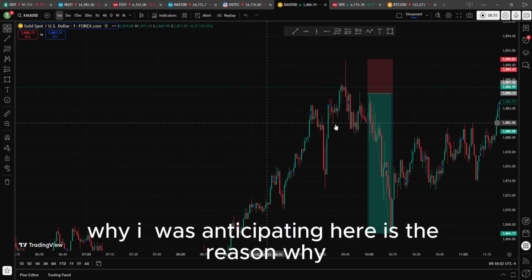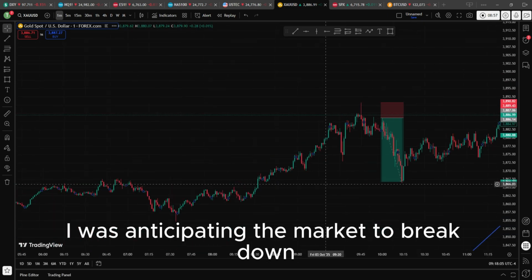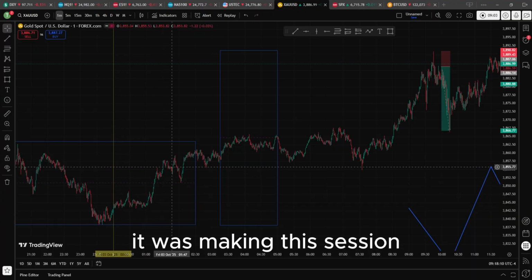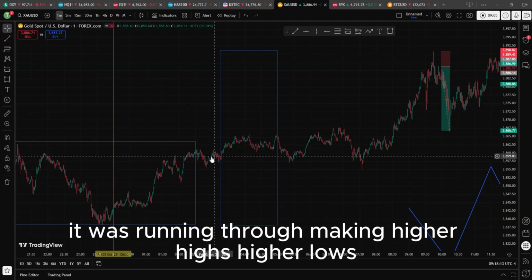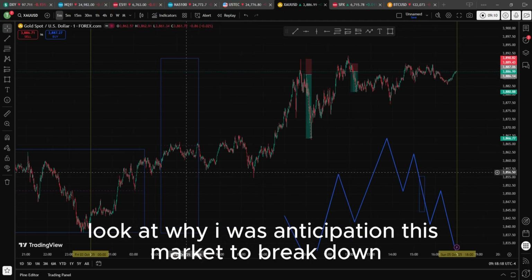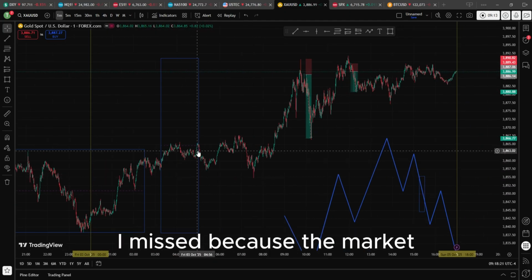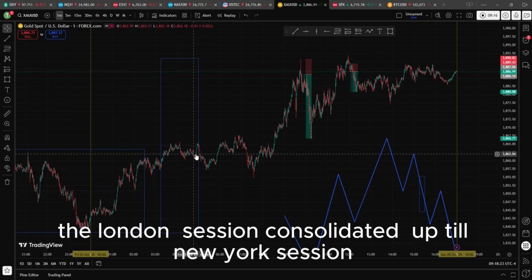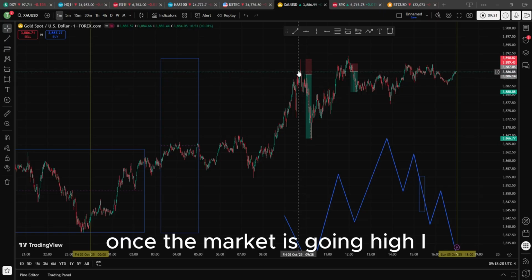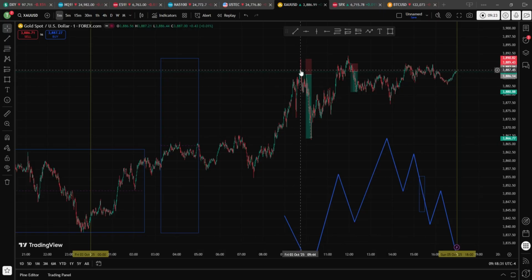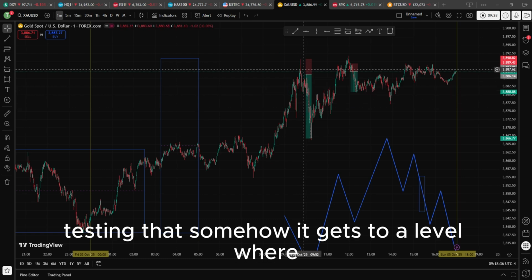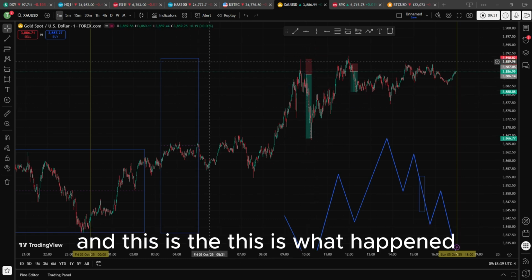Here is the reason why I was anticipating the market to break down after the session had run through. It was making higher highs, higher lows, higher highs. Then one came down. Look at why I was anticipating this market to break down: the price hasn't been balanced yet. The Asian session consolidated and then ran off high. While the market is going high, I see from my back testing that once it gets to a level like here, it has to come back and balance the price range. And this is what happened.